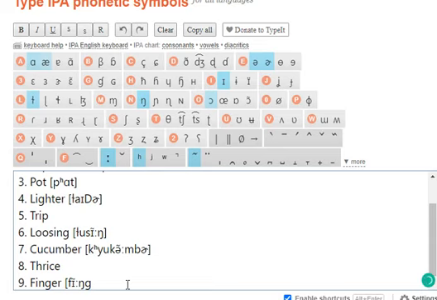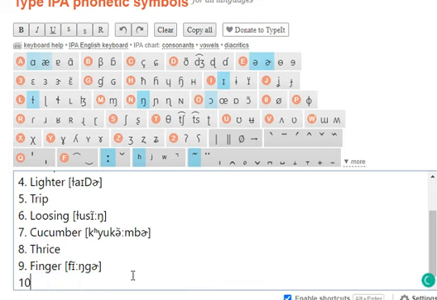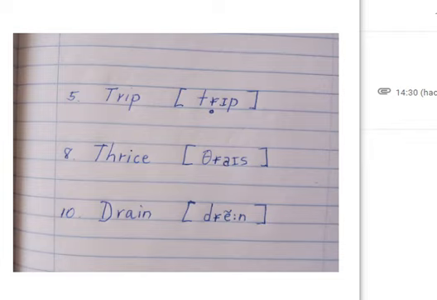Then we have a schwa sound followed by the sound. So the symbol for that schwa is this one. Okay. This is a narrow transcription for the word finger, right? And the word number 10 is... Okay, students, here we have the 3 words, the number 5, number 8, and number 10. Number 5 is trip, right? Trip. So this is the way we need to transcribe it, okay?